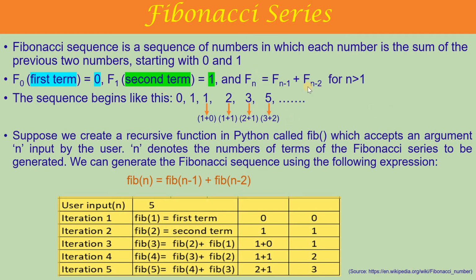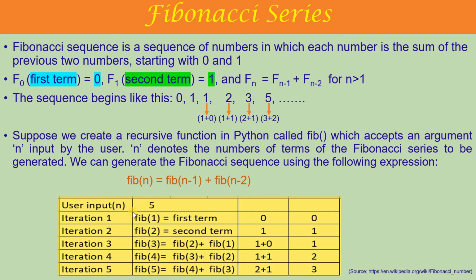To generate a Fibonacci sequence of numbers, we can use a recursive function in Python. A recursive function is a function that calls itself many times during its execution. Let's say we create a recursive function in Python called fib, which accepts an argument n input by the user. N denotes the number of terms of the Fibonacci series that are to be generated. We can generate the Fibonacci sequence using the following expression. Fib n equals fib n minus 1 plus fib n minus 2.